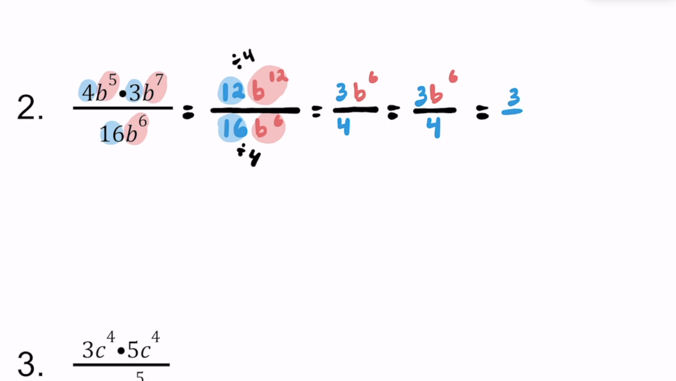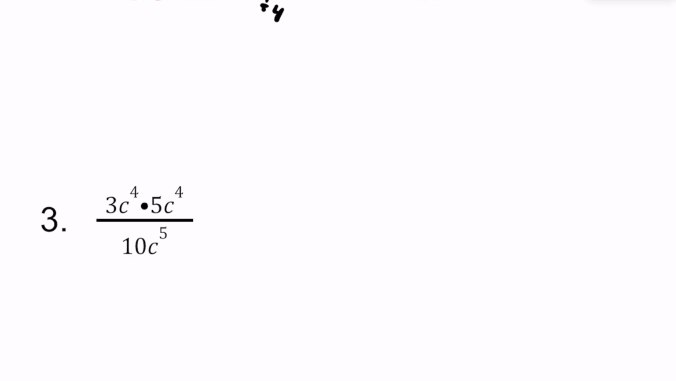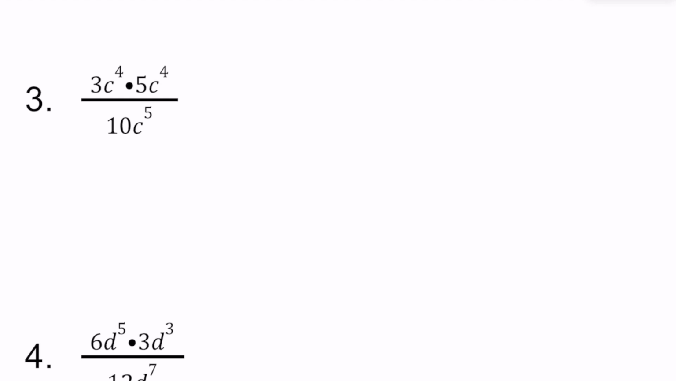If you want to say this is 3/4 multiplied by b to the 6th power, you're also welcome to write your solution that way too, or the most simplified expression. Here's number 3. Number 3 is pretty similar looking to the last few. So we have this 3 and 5 and 10 for these coefficients. Let's go ahead and deal with those.